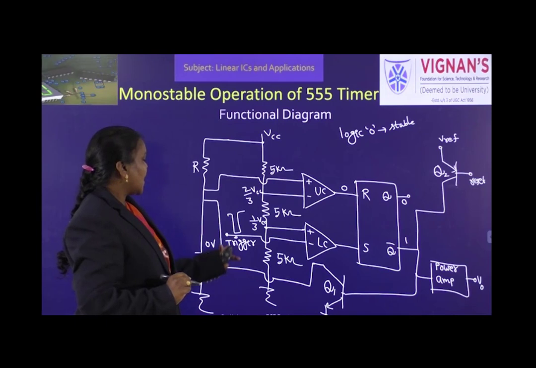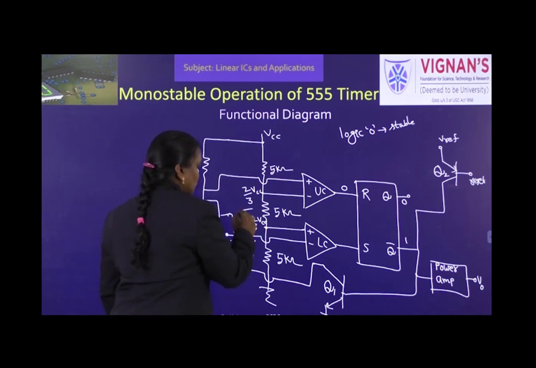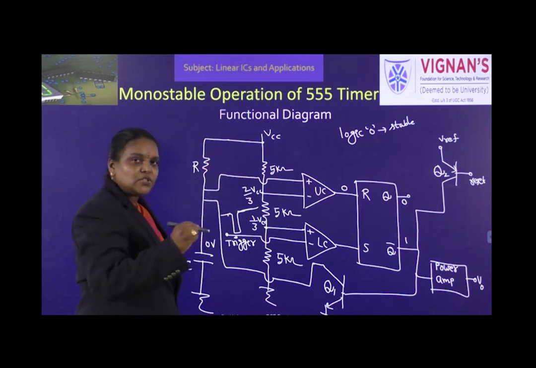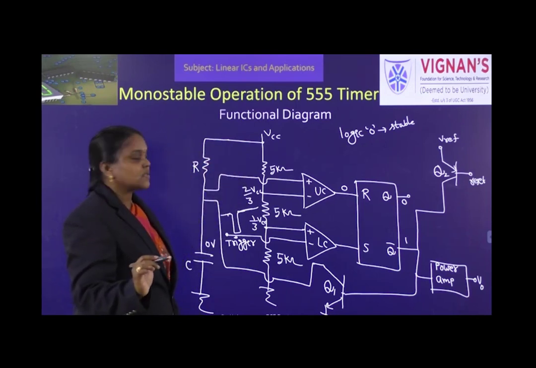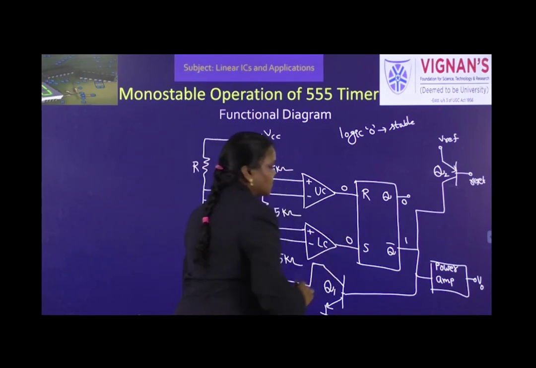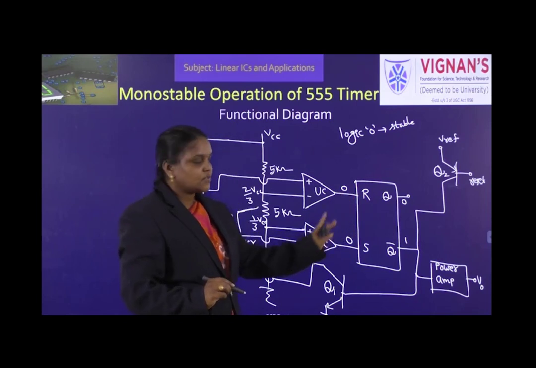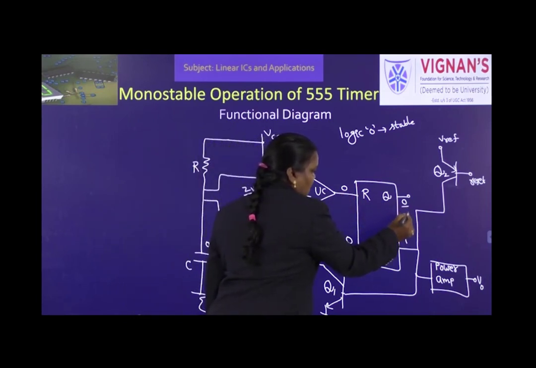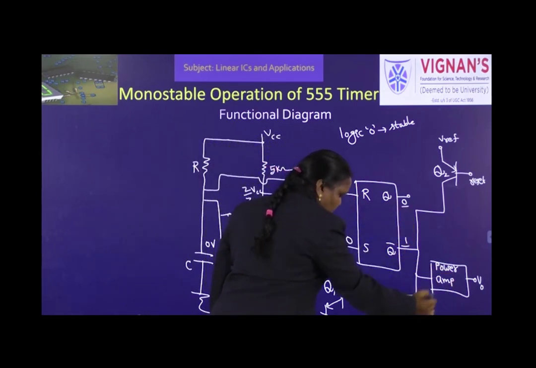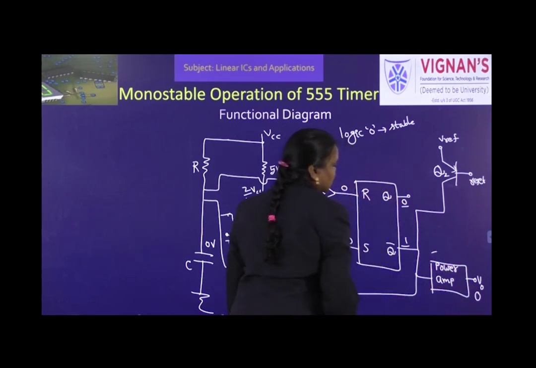Okay, and actually it will be at logic high. So whenever you want to give the trigger pulse, you have to give a negative going pulse. So it is at high means it is also logic 0. So what is the output? 0, 0 means there is no change. That means it will be at 0 and it will be at 1. So output will be 0 because it is acting as inverter.